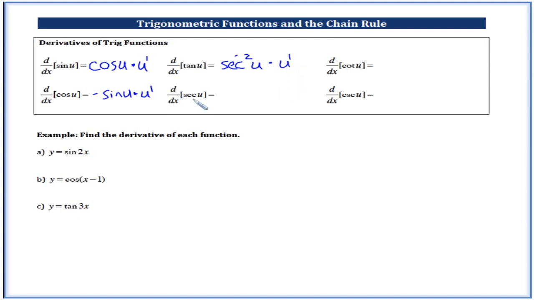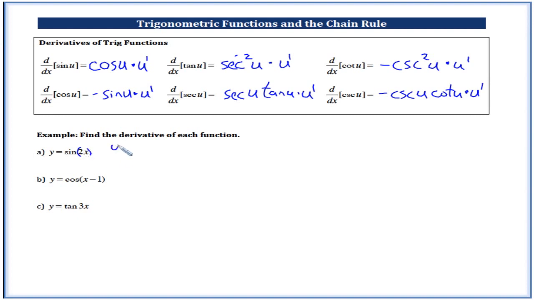For the derivative with respect to x of secant u, we're going to have secant u times tangent u, and then times u prime. For the derivative with respect to x of cotangent u, it's going to be negative cosecant squared u times u prime. And for the derivative with respect to x of cosecant u, it's going to be negative cosecant u cotangent u times, you guessed it, u prime. So we really do the exact same thing we were doing, just now we're going to multiply by the derivative of that inside function.